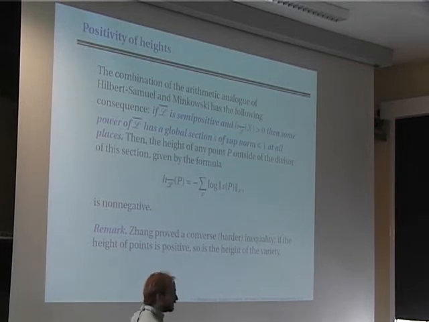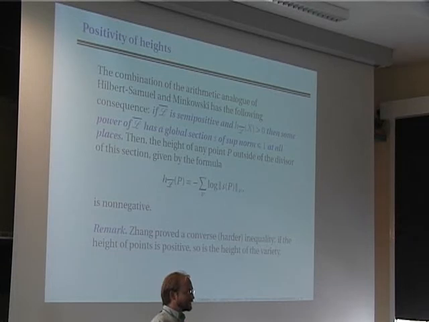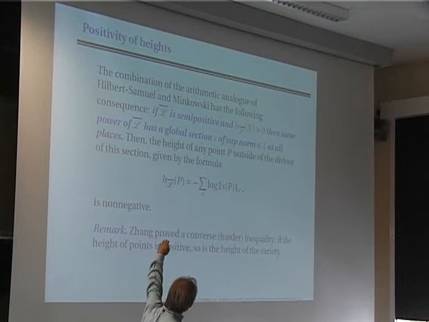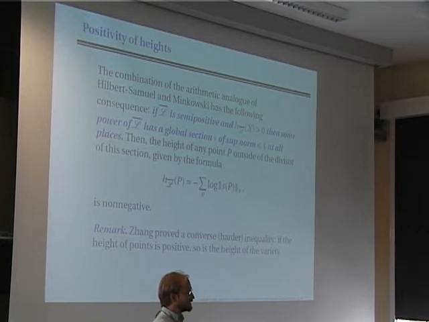But there is a harder converse inequality in the other direction, which is also due to Zhang, which says that if the height of points is positive, then the height of the variety will be positive. And so the easy side is related to Hilbert-Samuel, and the hard side is related to a Nakai-Moishezon theorem in arithmetic geometry. So you need a criterion for a line bundle to be ample in arithmetic geometry.